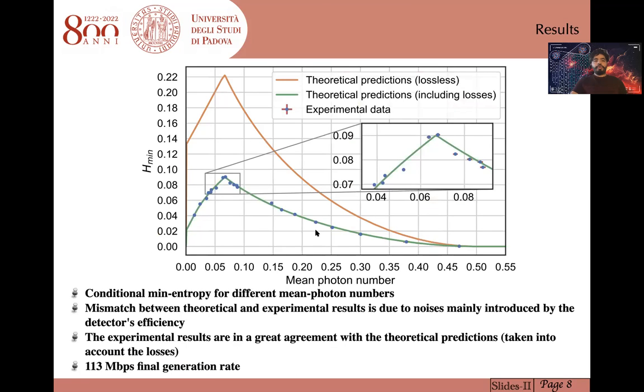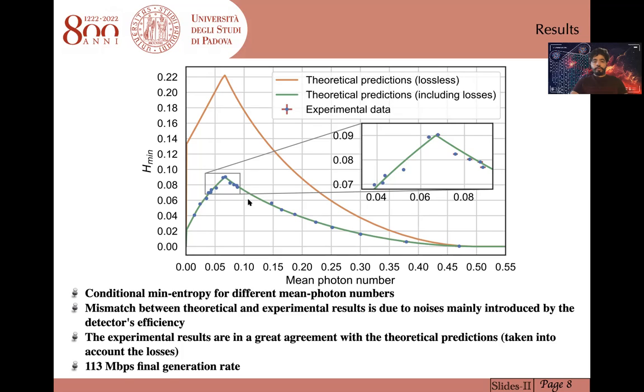Okay. In this slide, you can see the experimental and theoretical results in a single figure. As you can see, the conditional entropy is plotted as a function of mean photon number. The orange curve shows the theoretical prediction without considering the losses. But as mentioned in the first presentation, this protocol is sensitive to noise. So this green curve shows the theoretical prediction considering the losses, mainly coming from the detector efficiencies. The experimental results are displayed by these dots here. As you can see, the experimental results are in great agreement with the theoretical prediction.